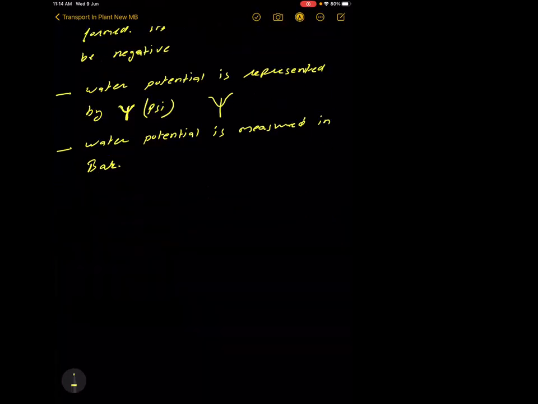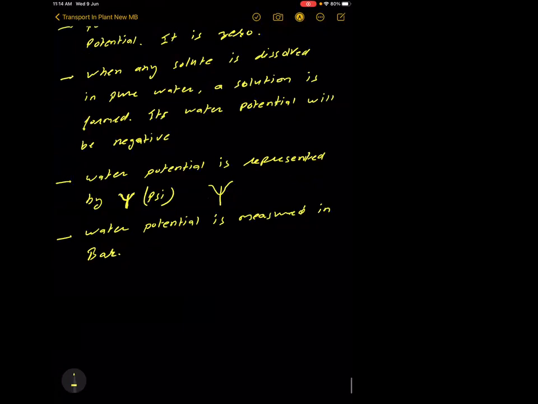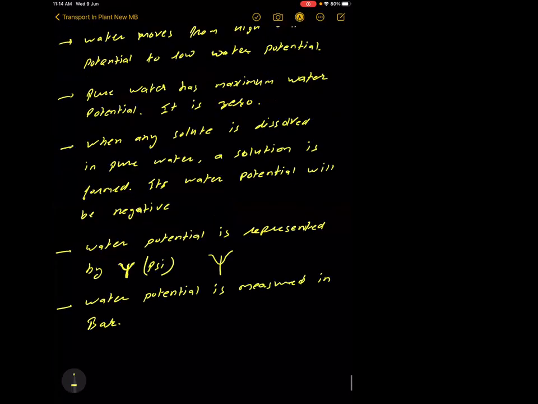Now there are different types of water potential. Sir, can you scroll up once more? Scroll up, sir. Okay.